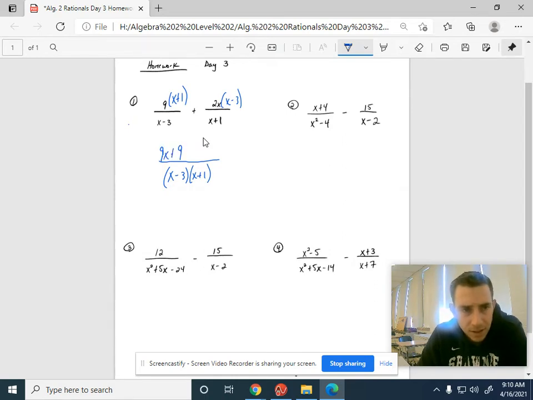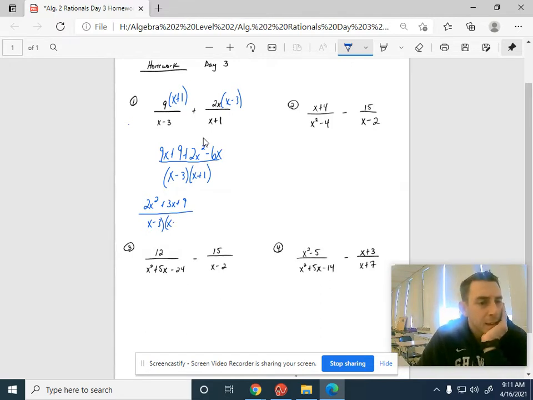This is a positive, so I'm just adding, which means the 2x is positive. So when that's negative, like the others are, that's when you got to be a little more mindful of it. But here, just distribute the 2x to get 2x squared minus 6x. From here, we got to group like terms and put it in the correct order. So 2x squared plus 3x plus 9 over x minus 3 and x plus 1.